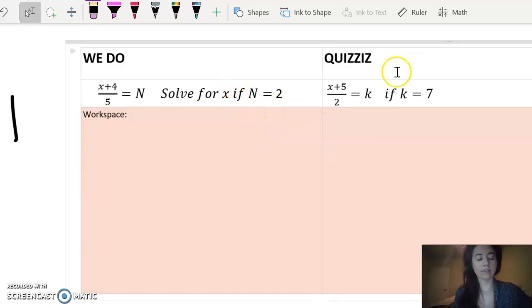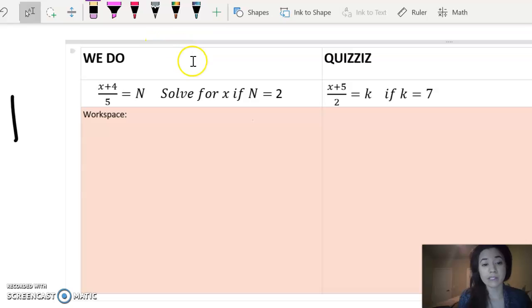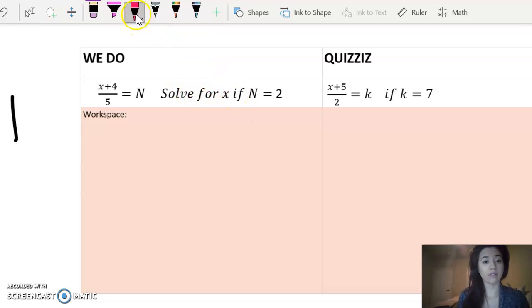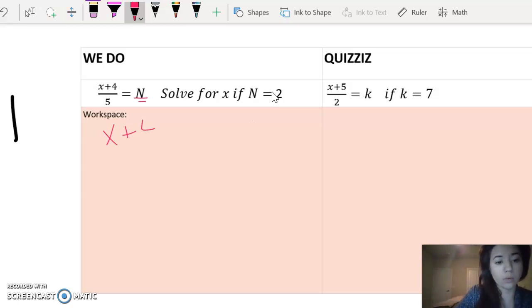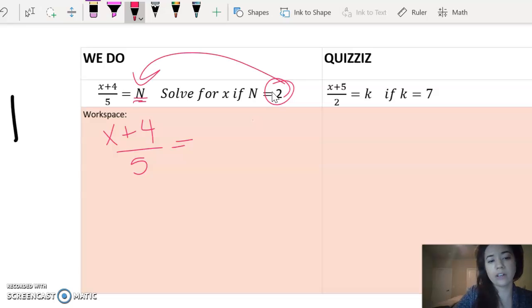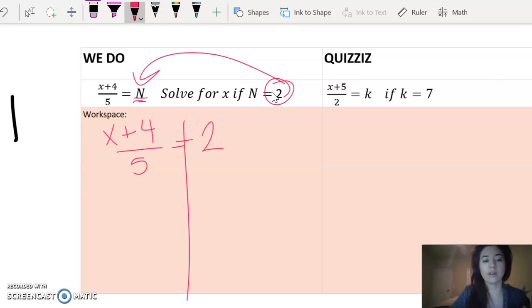Okay, so we have solving equations. (x + 4) over 5 equals n. Solve for x if n equals 2. So I see an n right here. So when we are solving this, well, I'm told that n is 2. So instead of using that n, I'm going to go ahead and just put 2 there instead, because n is 2. And then now we can solve.